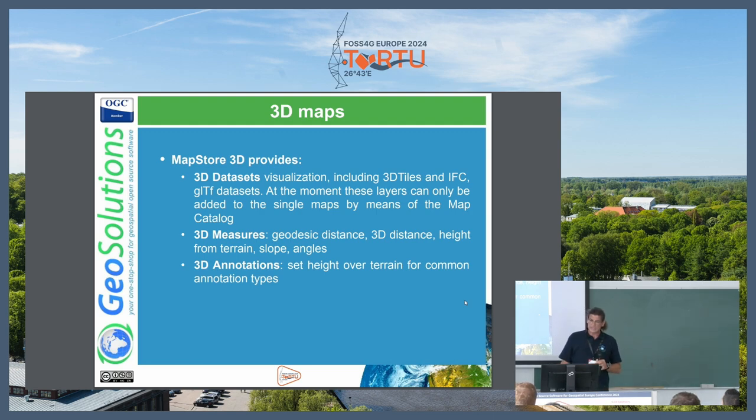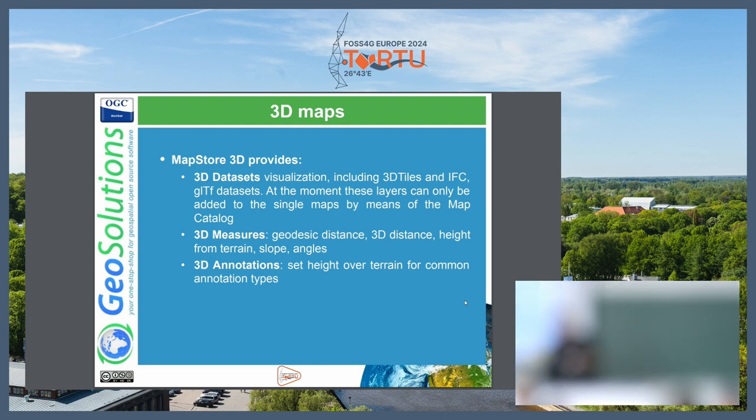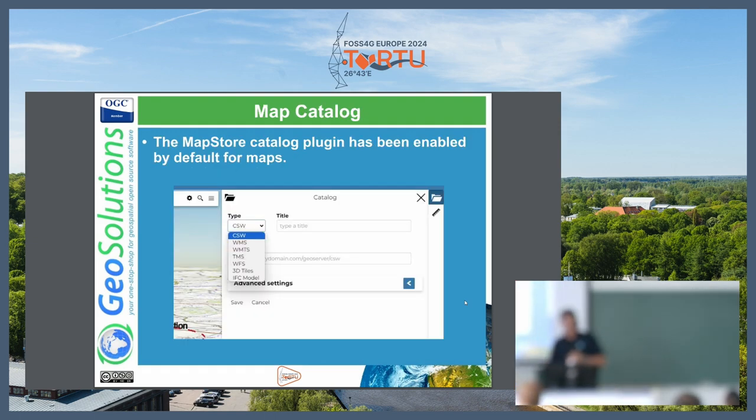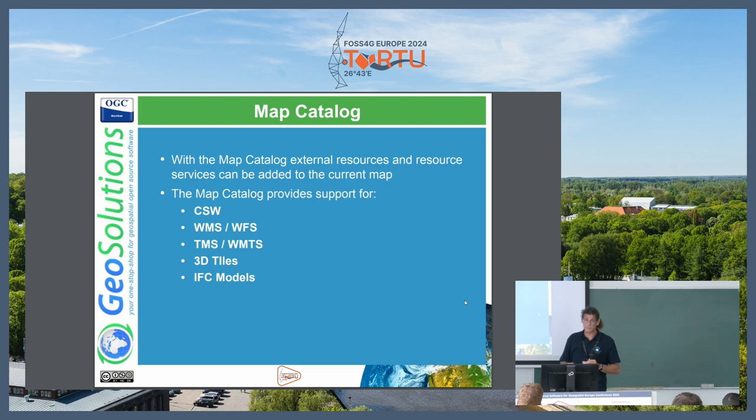The 3D part provides the visualization of 3D datasets, measuring of the 3D objects, and 3D annotation, so that you can set annotation in a three-dimensional context. You can have map catalog, as we said. Before having this feature, you should have added into GeoNode a remote service, a remote layer, and then to be able to add it to a map. Now you can add this layer directly into the map. It will be saved in the blob that configures the map, and such layers will not be visible in the catalog.